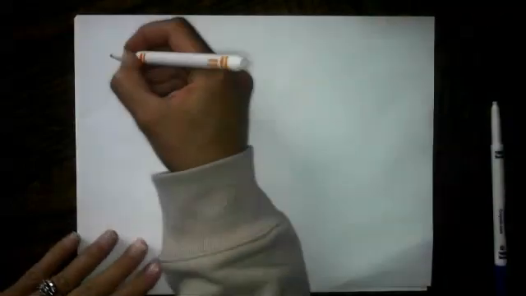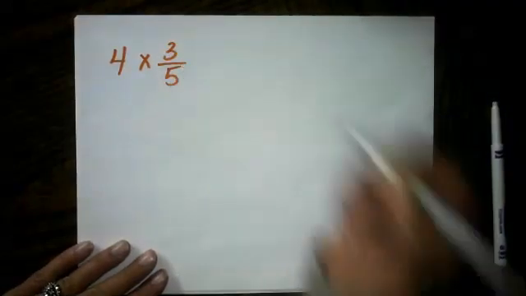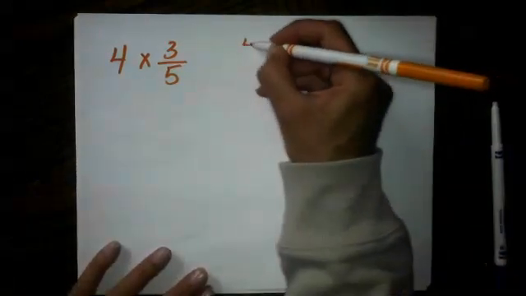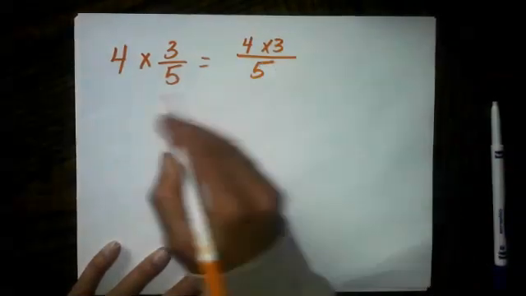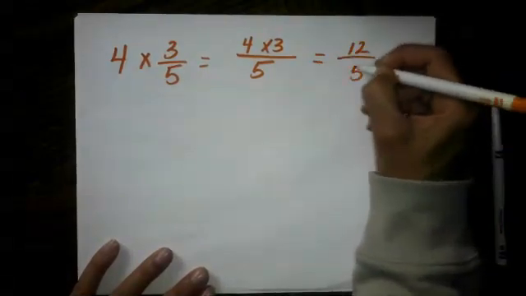Let's try one more problem. Let's try 4 times 3/5. We'll do this one a little bit more quickly. If you think you can do it on your own, pause the video first and then check back and see after you finish. I'm going to do 4 times 3 over the number 5, because we don't change our denominator, which gives us 12/5.